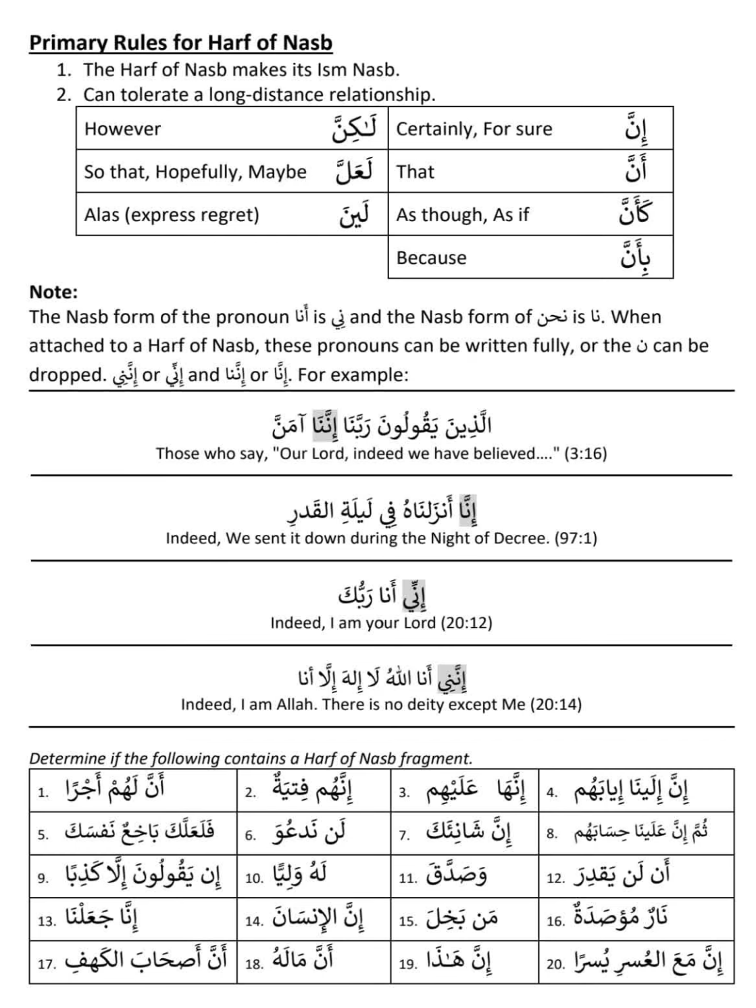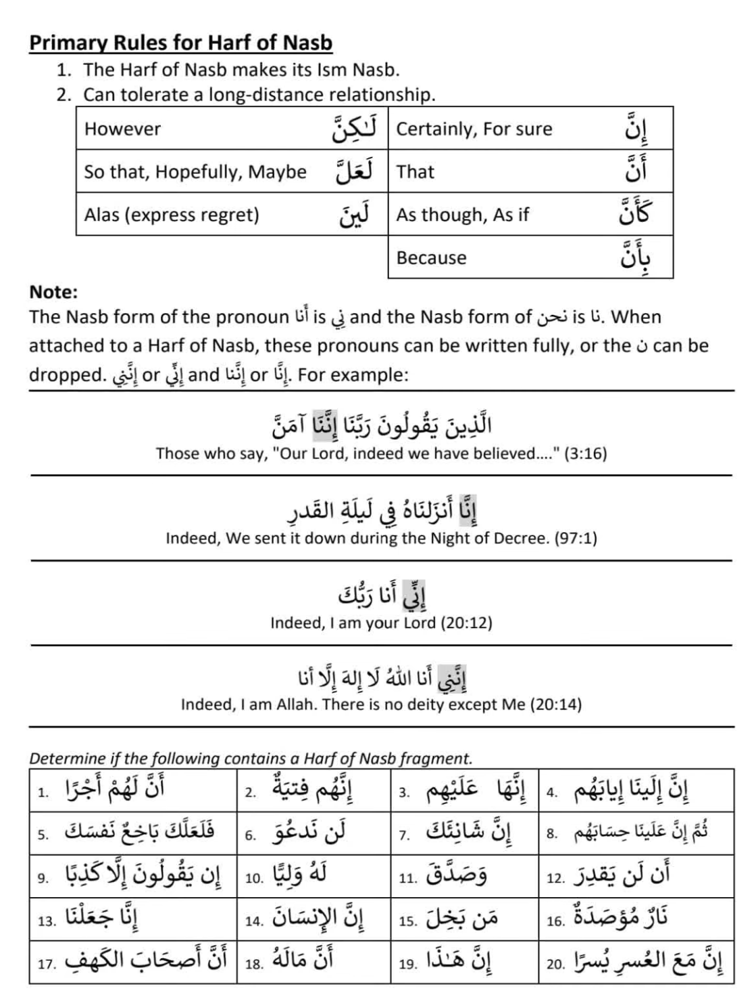We are learning fragments. We have completed three fragments already: mudaf mudaf ilayh, which we call idafa; mausuf sifa; and jar majroor, a harf of jar and its ism. So we have completed those. Now we are going to learn a similar concept to jar majroor, a harf that makes the next word jar.